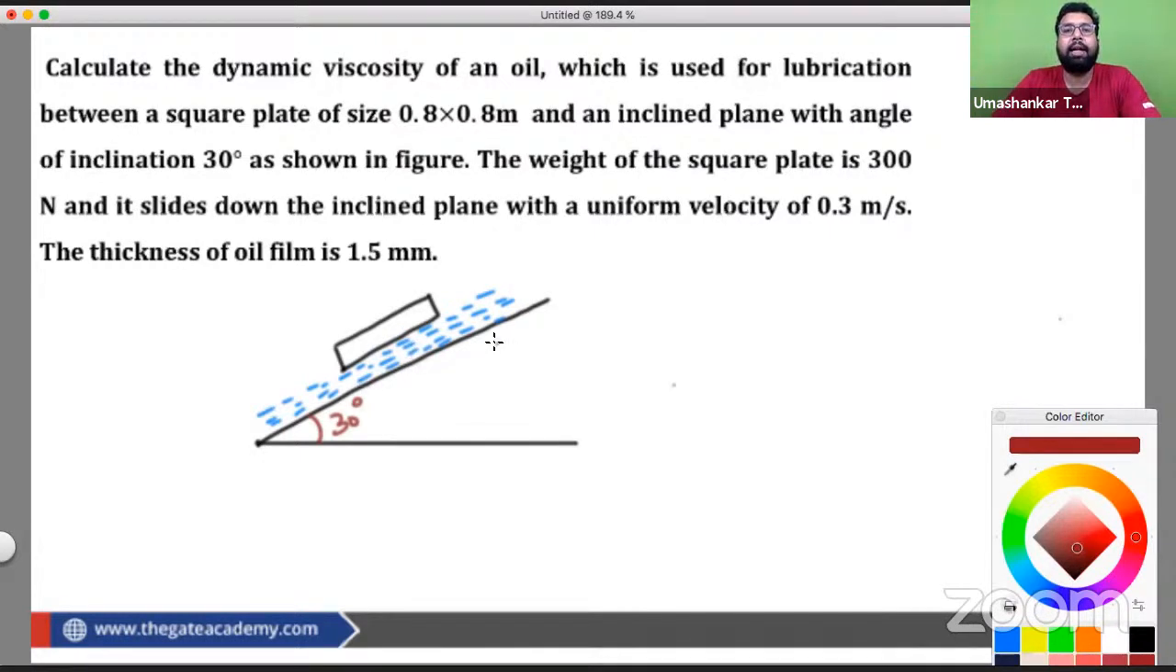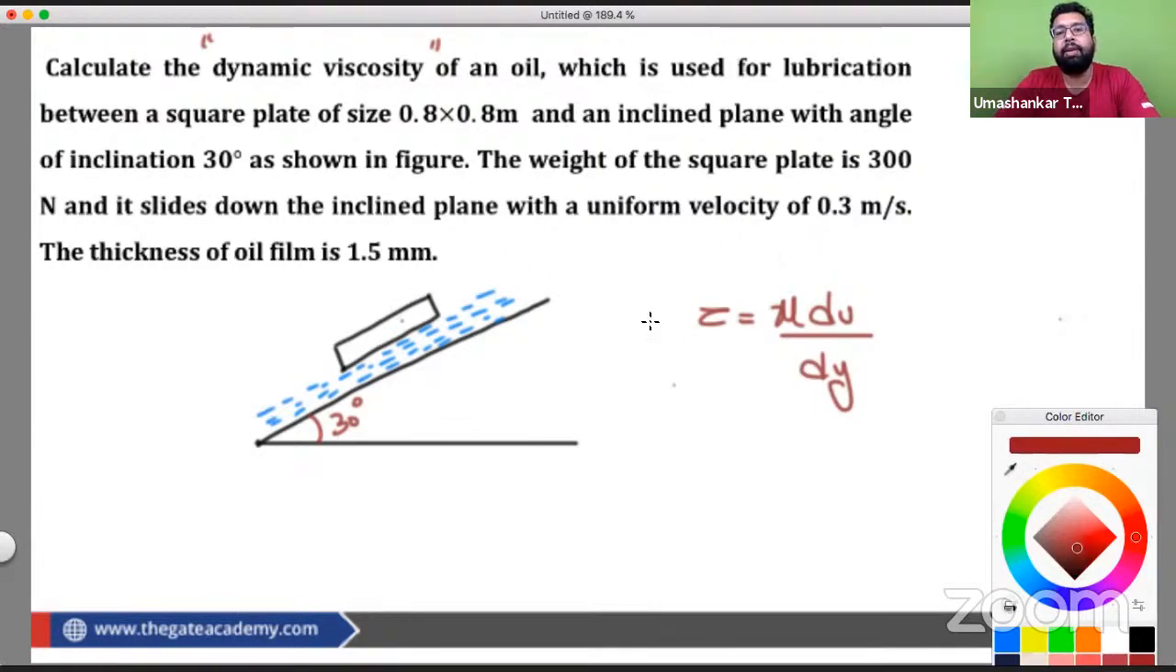So we have this 30 degree angle, and what we are required to find is the dynamic viscosity of an oil. If you see this kind of question in your examination, you should identify that it belongs to the topic Newton's law of viscosity. Once you identify that, we have tau equal to mu du by dy. So what do we require? We require a velocity.